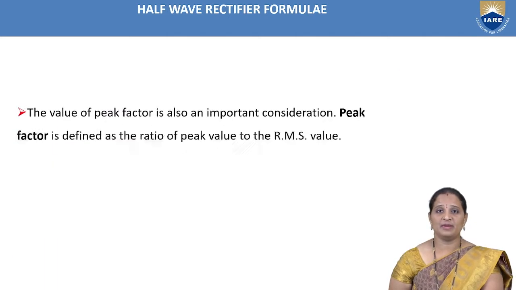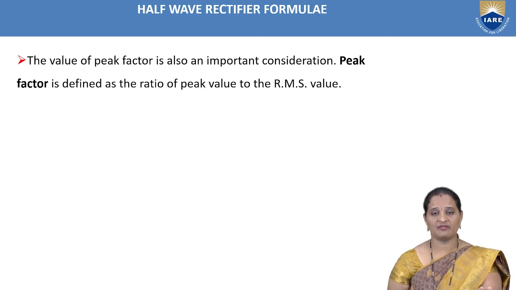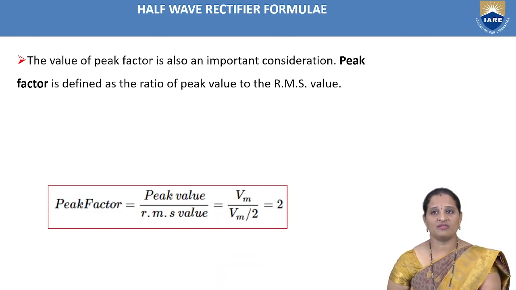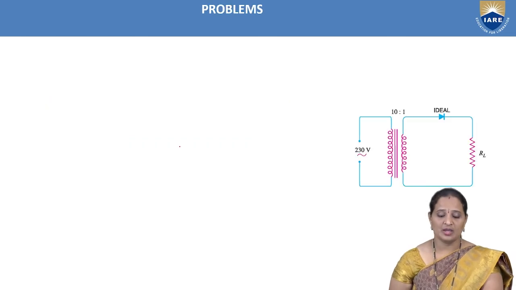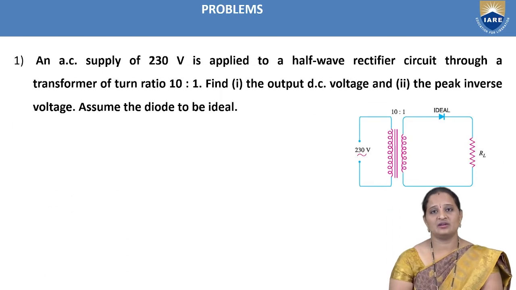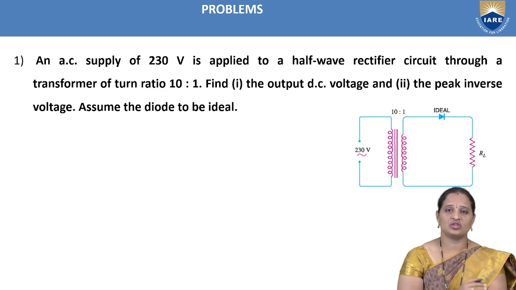Now coming to the peak factor. The peak factor is also an important factor to be considered while designing a half wave rectifier. It is defined as the ratio of peak value to the RMS value. The peak value is nothing but Vm, and the RMS value of a half wave rectifier is Vm by 2. So these are all the formulas required to solve problems on the half wave rectifier. Just a glance at the formulae related to the half wave rectifier.